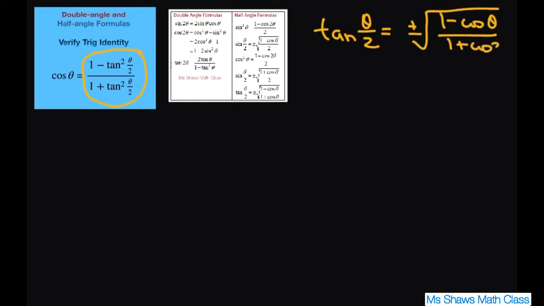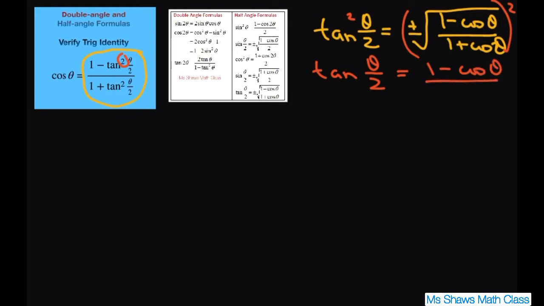So we have tan of theta divided by 2 equals plus or minus the square root of (1 minus cosine theta) divided by (1 plus cosine theta). We want a square because we have a square here. So you square both sides. So we get tan squared of theta divided by 2 equals (1 minus cosine theta) divided by (1 plus cosine of theta).